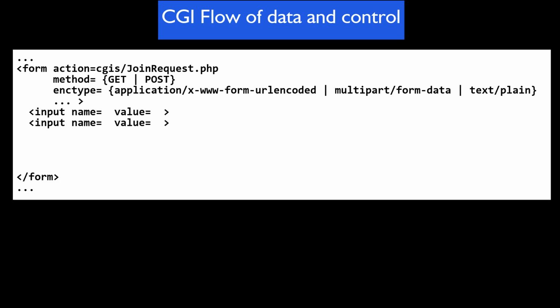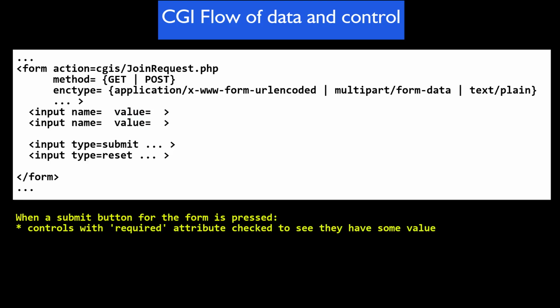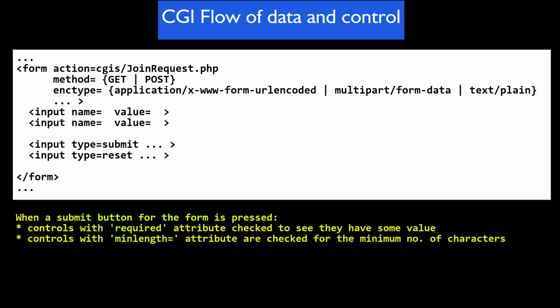A form element contains control elements that are designed to pass data to a CGI. In order to pass data, a control must have a name and a value, and must not have the disabled attribute set. When a submit button for the form is pressed, controls with the required attribute are checked to see if they've been set, and if not, the user is directed to the unset field with an error message. Controls with min-length criteria are checked to see if they have at least that many characters entered, and if not, the user is directed to the short field with an error message.